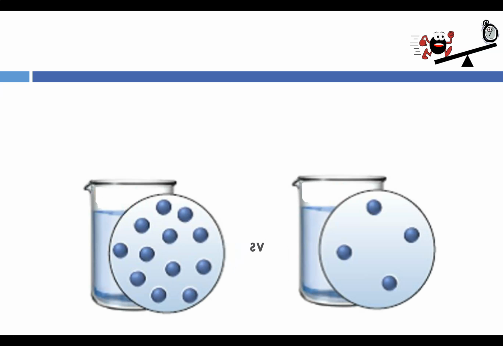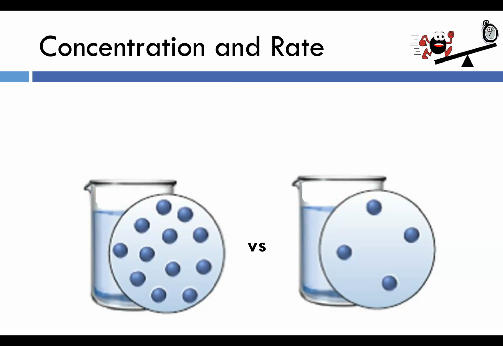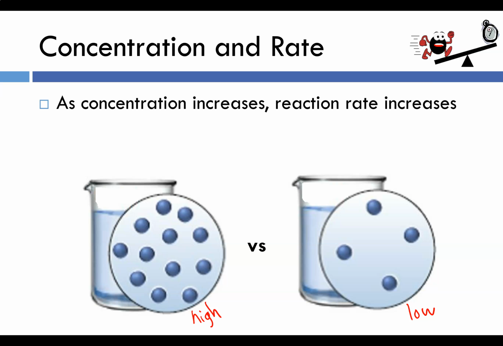Clue 4, what are we doing here? This is concentration and rate. So over on the left, we have a high concentration. Over on the right, we have a lower concentration. Which one should lead to a faster reaction rate? Yeah, the one with a high concentration. As concentration increases, you tend to see an increase in reaction rate.